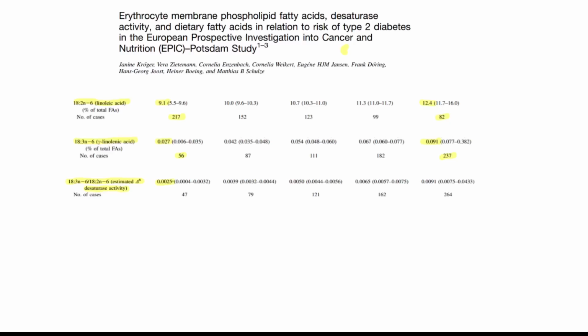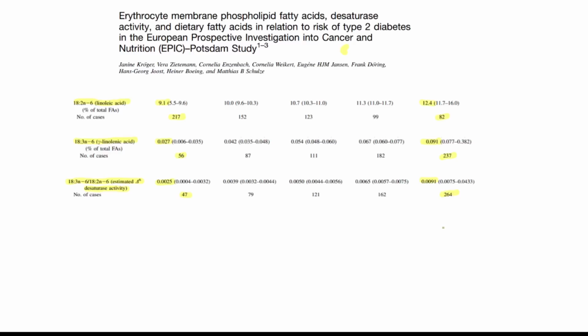And if you have the lowest D6D index, or people in the study with the lowest index, only 47 of them developed diabetes over the course of the test. And if you have the highest D6D, then 264 people developed diabetes. So this D6D is a massive predictor of diabetes risk. We're talking 6 or 7-fold there, I think.